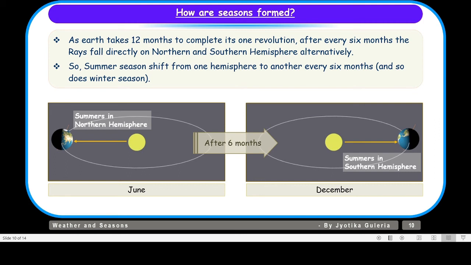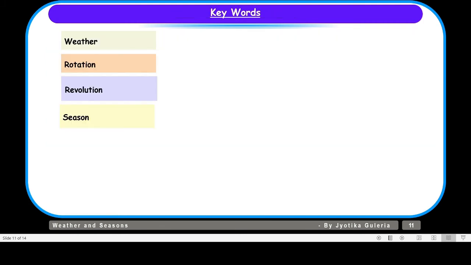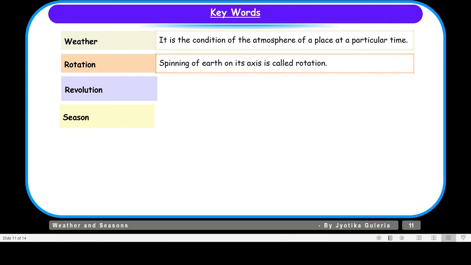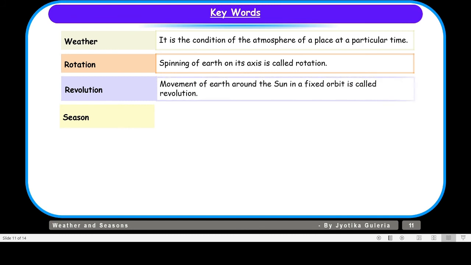So children, now let us move on to the keywords. So first is weather. It is the condition of the atmosphere of a place at a particular time. Rotation. Spinning of Earth on its axis is called rotation. Revolution. Movement of Earth around the Sun in a fixed orbit is called revolution. Season. Weather conditions experienced for few weeks to few months are called seasons.